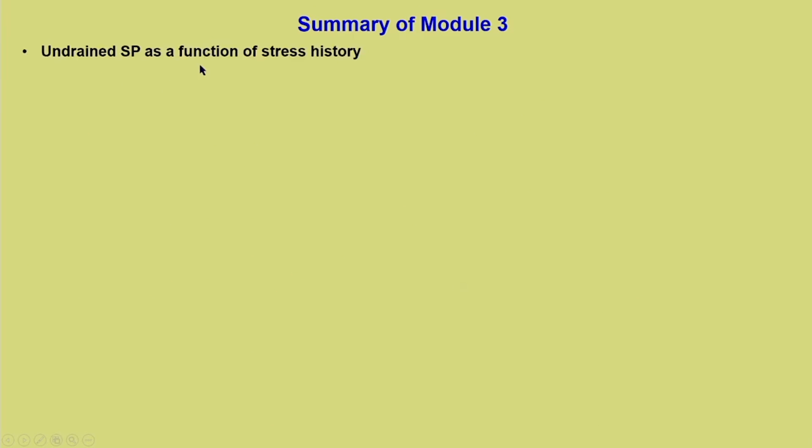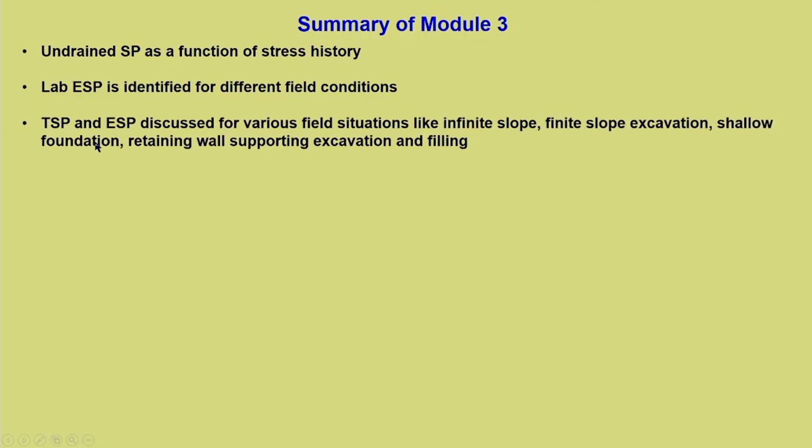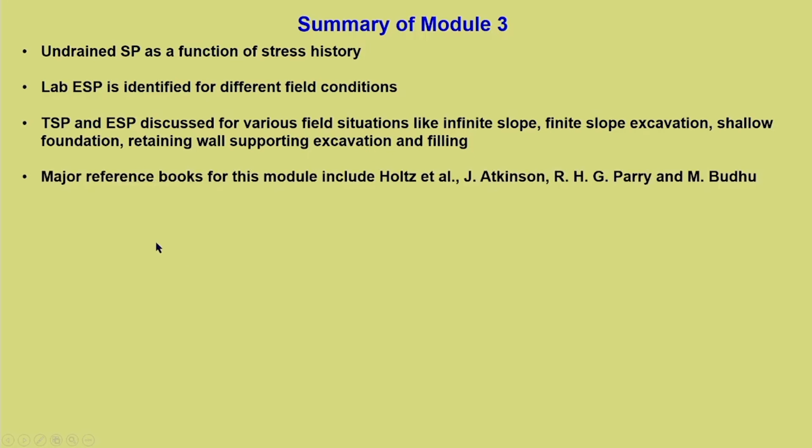So, undrained stress path as a function of stress history. Lab effective stress path is identified for different field conditions. That was the last part of our lecture, where we discussed how the stress path can be identified for various field conditions. So, total stress path and effective stress path were discussed for various field situations like infinite slope, finite slope, excavation, shallow foundation, retaining wall supporting either excavation or filling. So, all these cases we have discussed.